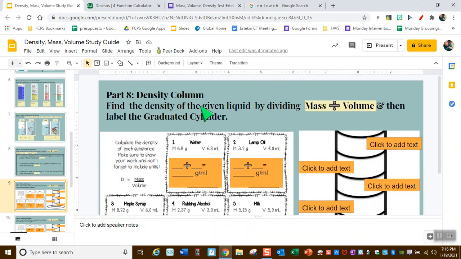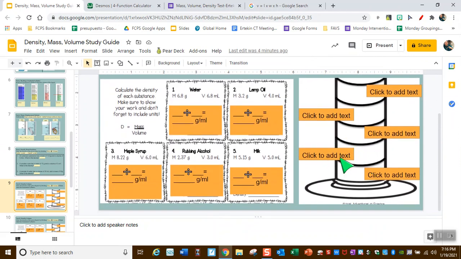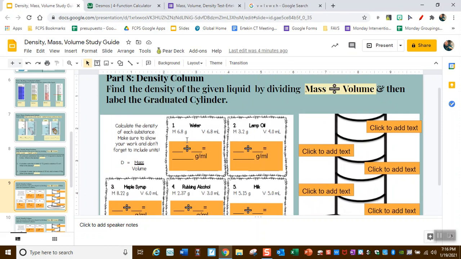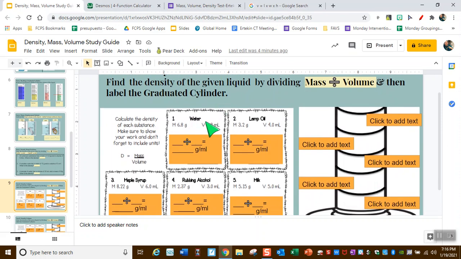Okay. Now let's practice density columns. Okay, you need to calculate the density of each substance.